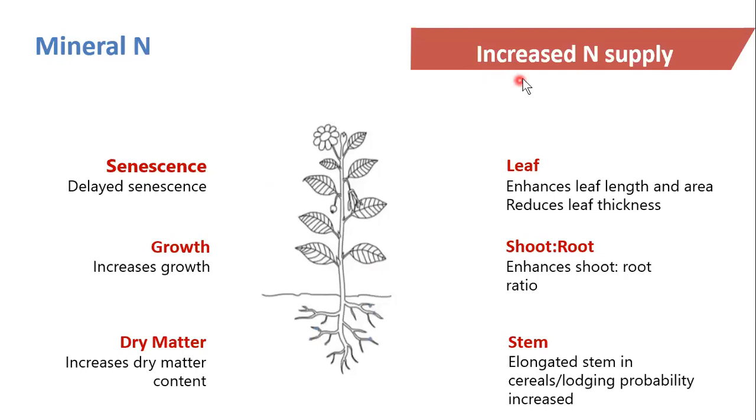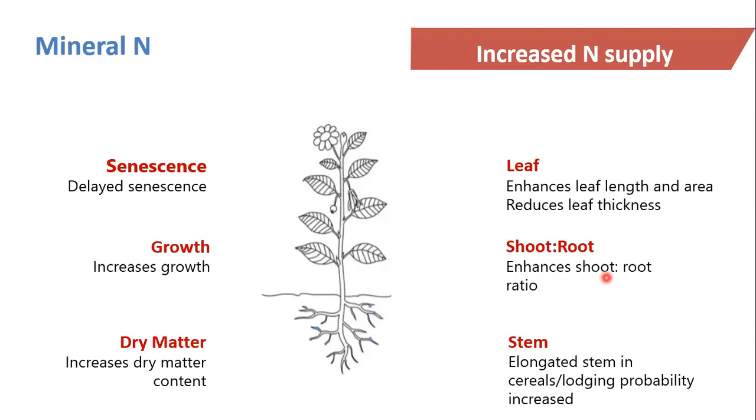So if we have an increased supply of nitrogen, there is a delay in senescence. The maturity will be delayed, the ripening will be delayed, the growth will of course increase, and dry matter content will also increase. It enhances leaf length and area, but reduces the leaf thickness. As the growth is increasing, the leaf area will increase, but the thickness will decrease, which will allow insects and pests to attack that plant, because it means the leaf is more prone to diseases.